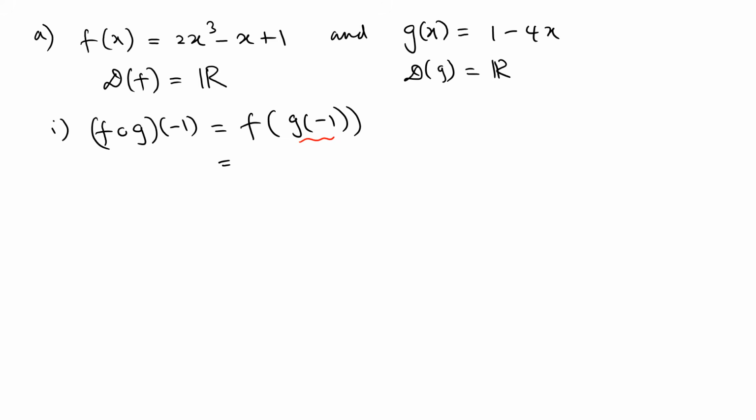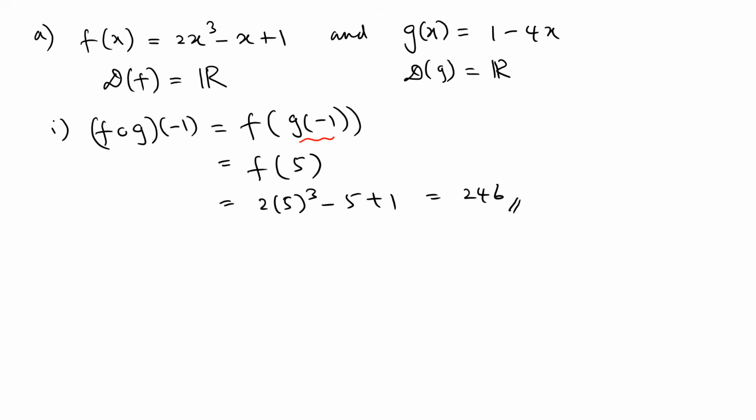So g of negative 1 is 5, and then you need to plug 5 into the f function. So go to the f function and plug in 5, which is 5 cubed minus 5 plus 1. If you simplify, you're going to get 246.